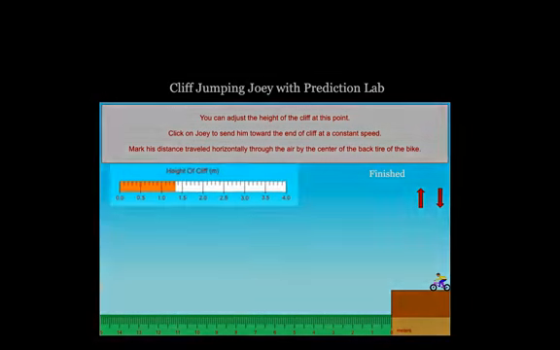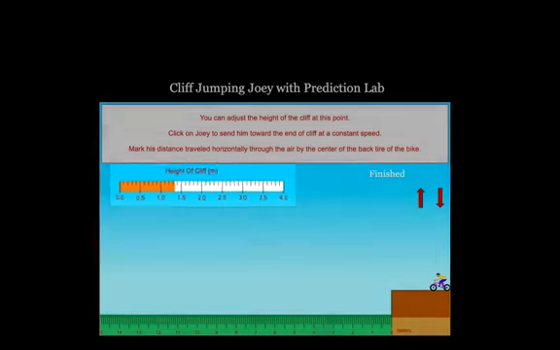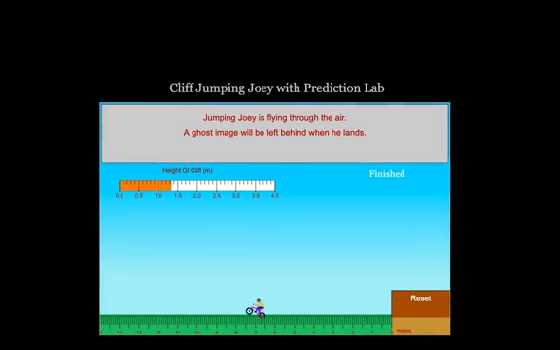The value of the cliff's height can be determined using the gauge on the left side of the simulation. By clicking on the bicyclist, which is our projectile, you can set them into motion.